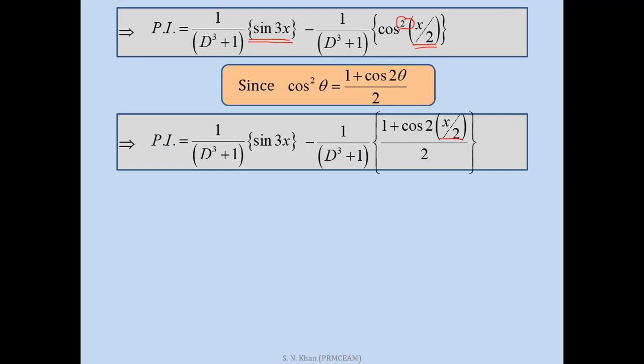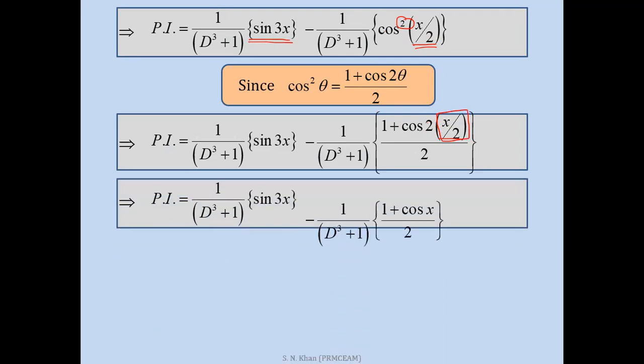Inside the bracket we are changing cos square theta to 1 plus cos 2 theta upon 2. So this is nothing but the value of theta here. Now cos 2x by 2, so 2 and 2 will get cancelled here. The remaining term will be 1 plus cos x upon 2 only. 2 cancels, remaining is 1 plus cos x upon 2. Again, in the first term we have not changed anything. Now 1 plus cos x upon 2.